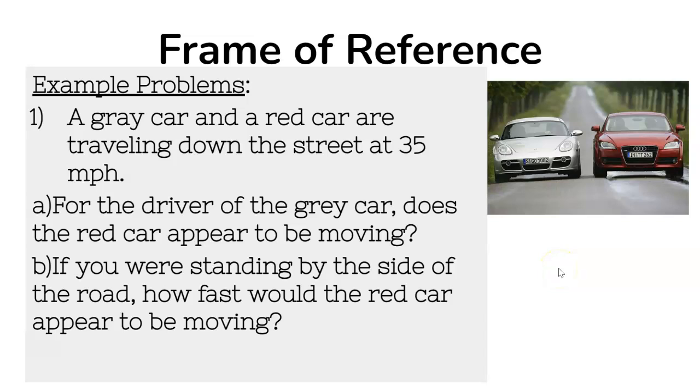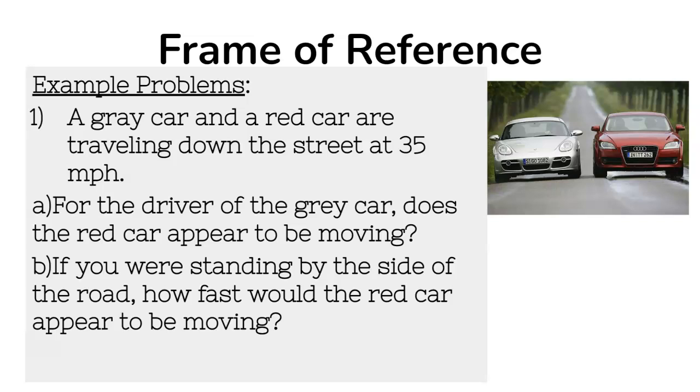So here's another example for a frame of reference. It says a gray car and a red car are traveling down the street at 35 miles per hour. For the driver of the gray car, does the red car appear to be moving? And then B says, if you were standing by the side of the road, how fast would the red car appear to be moving? Okay, so let's think about this in terms of points of reference or frames of reference.